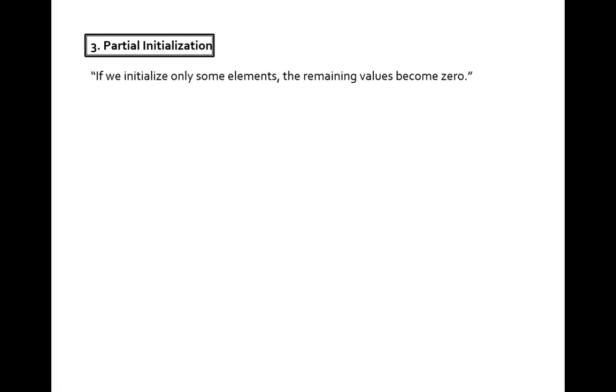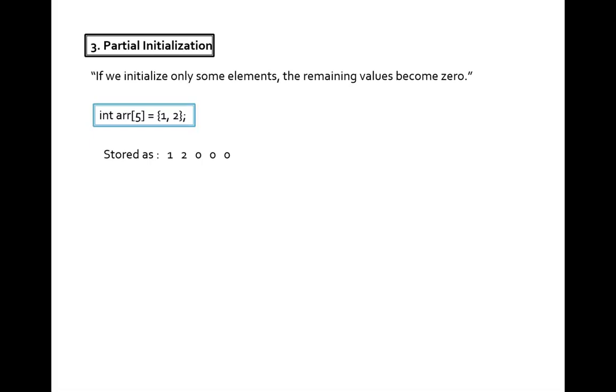Number 3 is partial initialization. If we initialize only some elements, what about the remaining values? The remaining values become 0. Look at the example. ARR is an array of type integer which holds 5 values, but I have initialized only the first 2 data elements. So this is stored as 1, 2. The remaining values become 0.